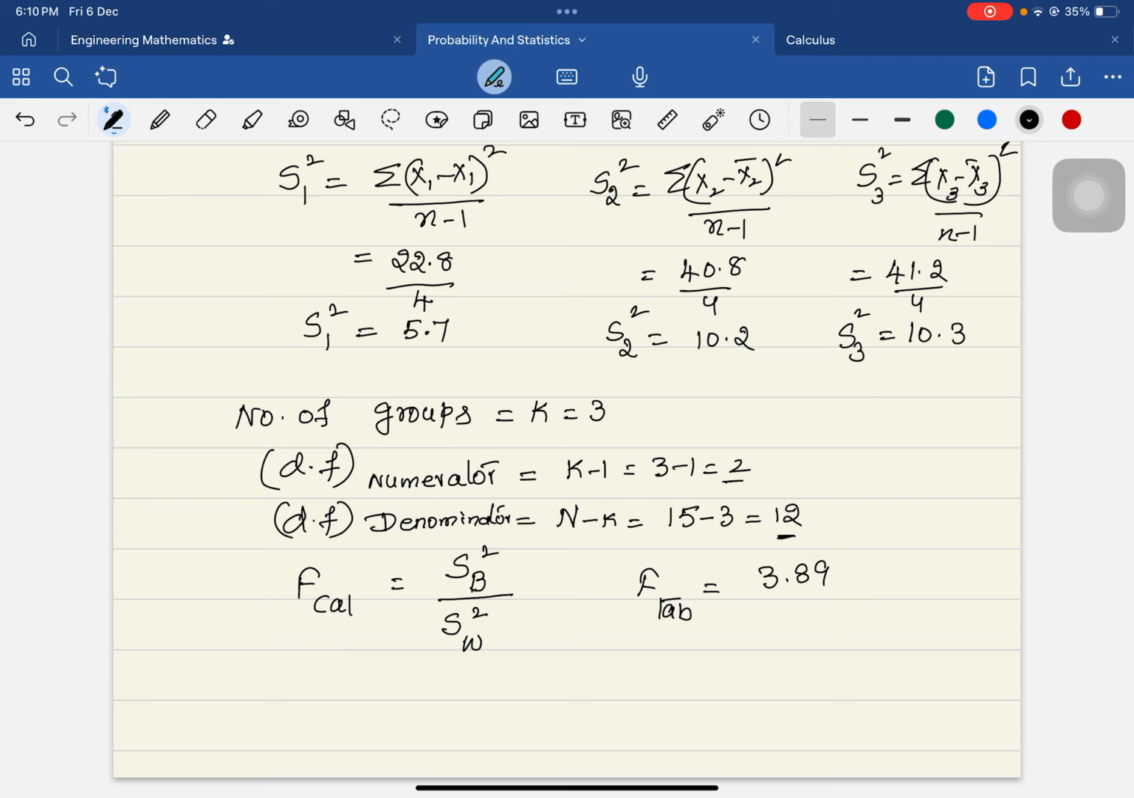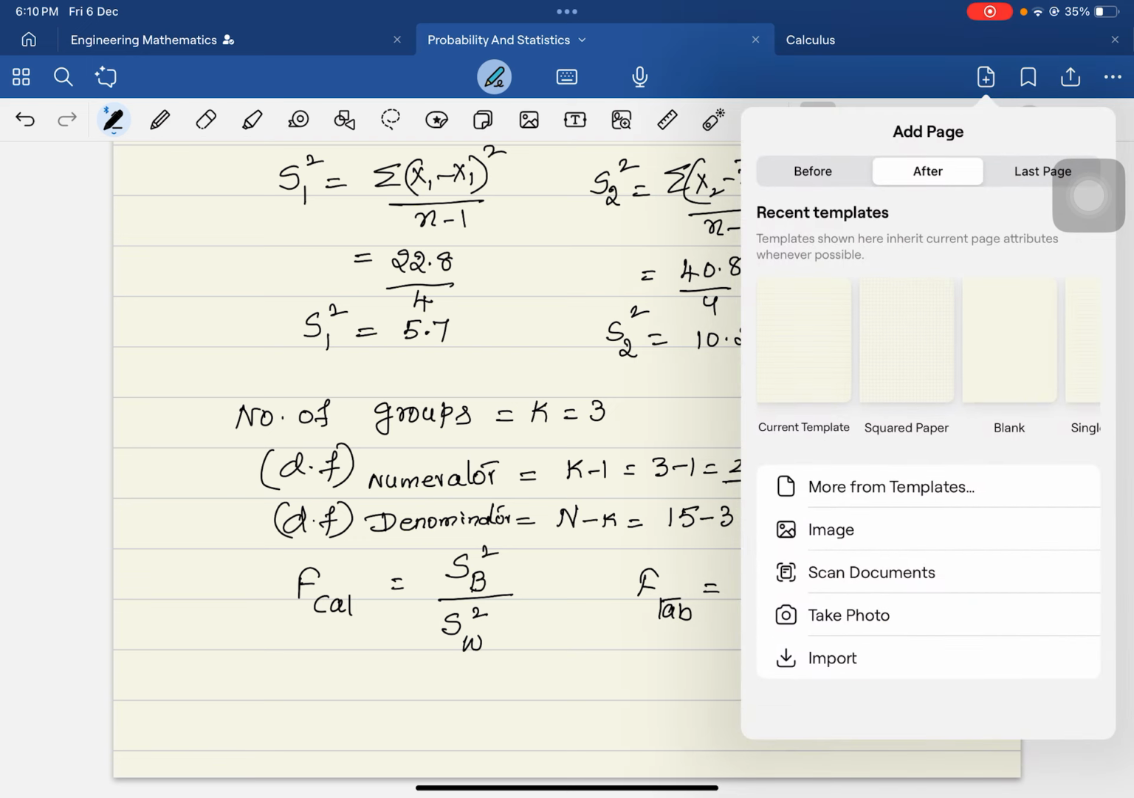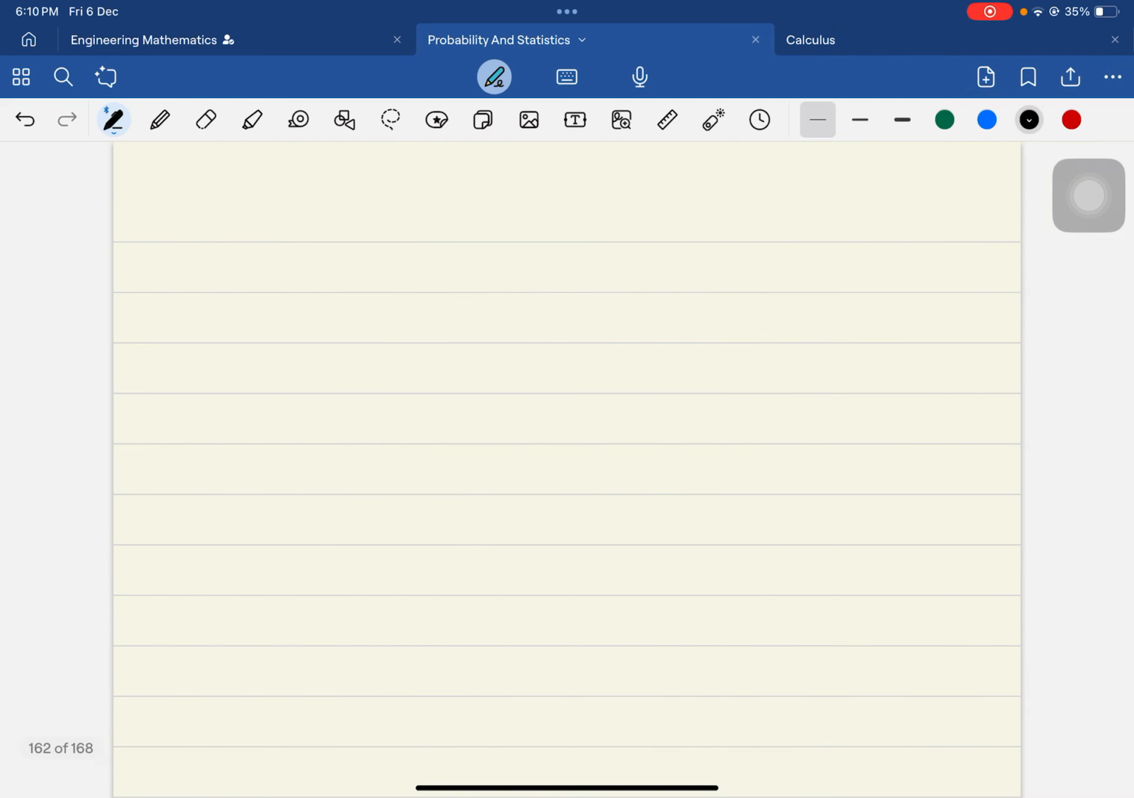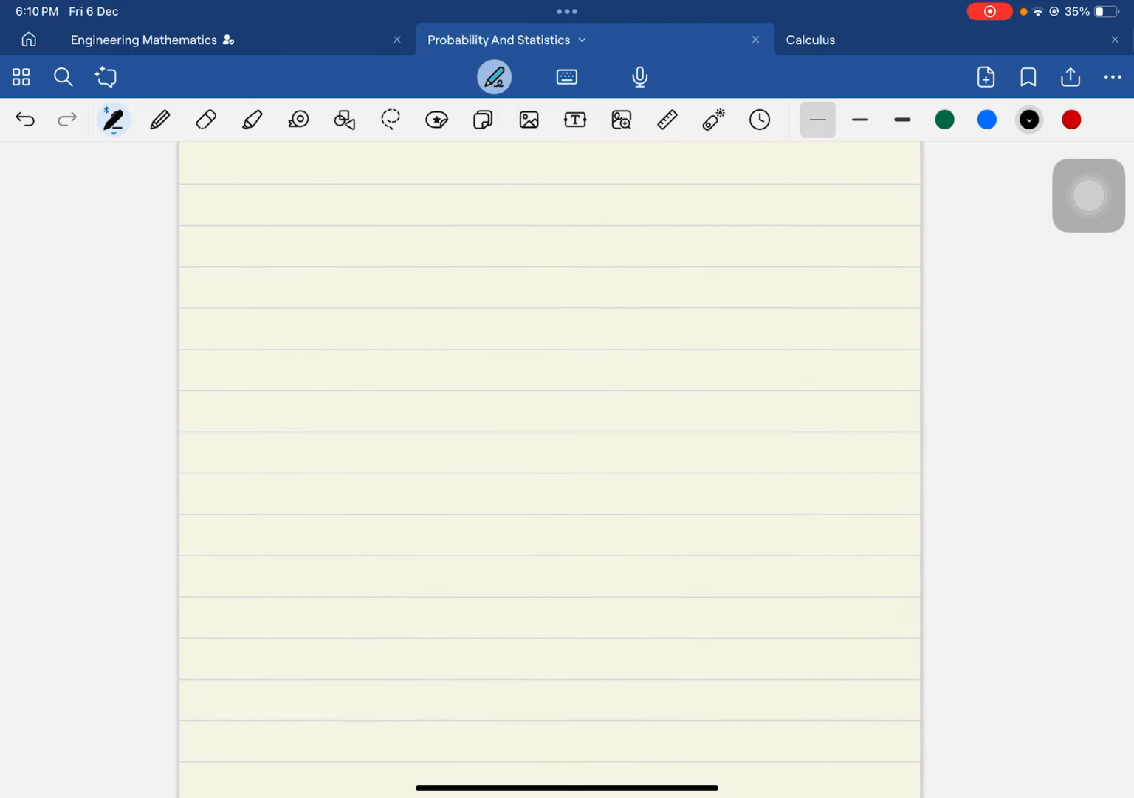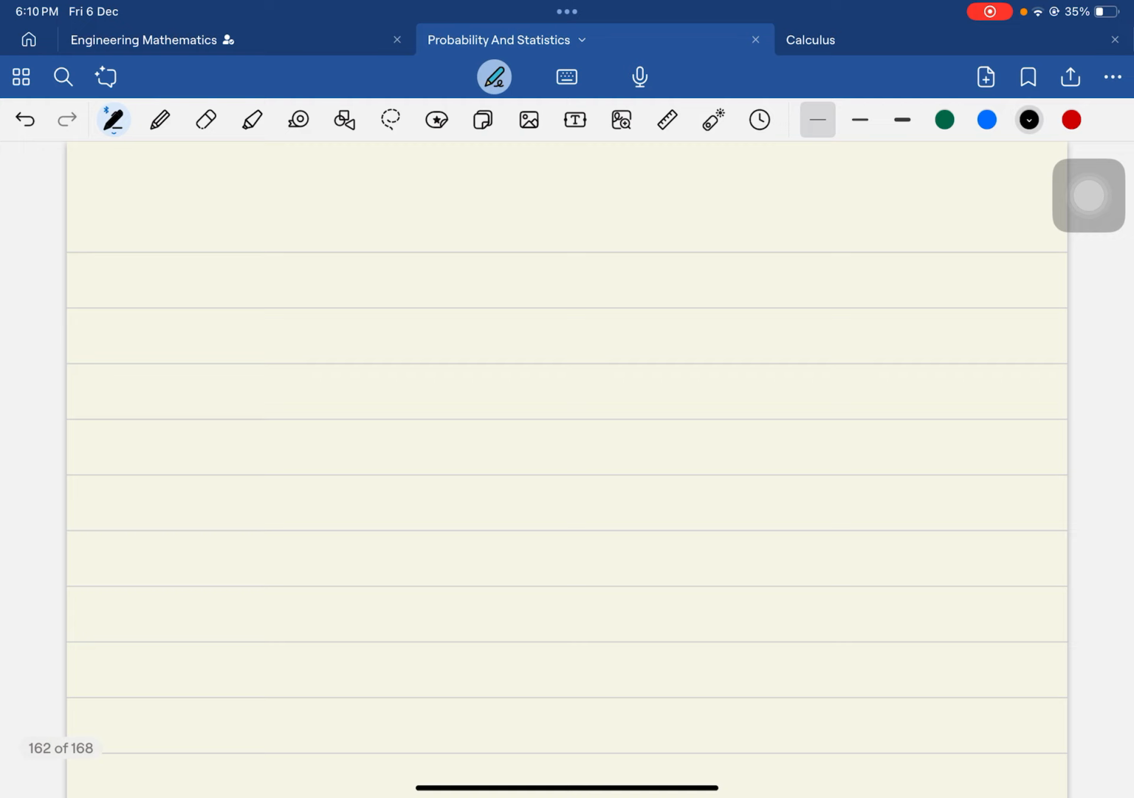So to do this, let us take this problem now: SB square by SW square, how to find out. First of all, you need to find out the grand mean, or the group mean. What is that? It is given by sigma x divided by the total number of observations.